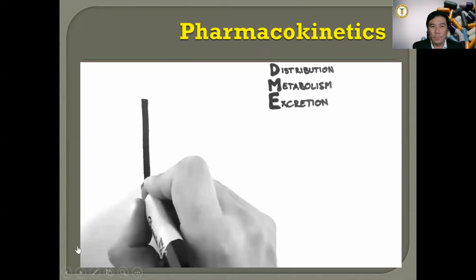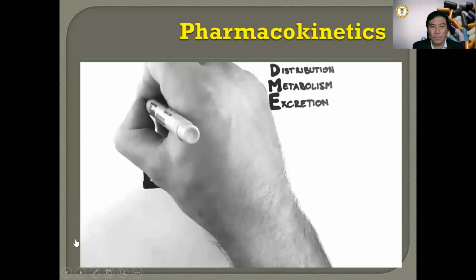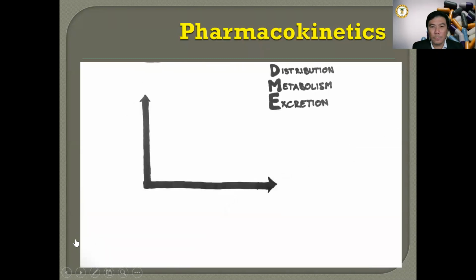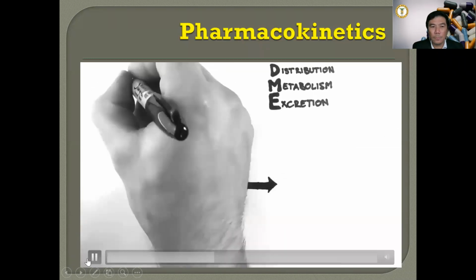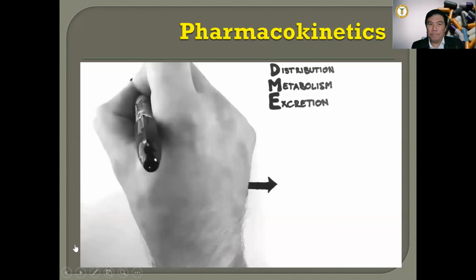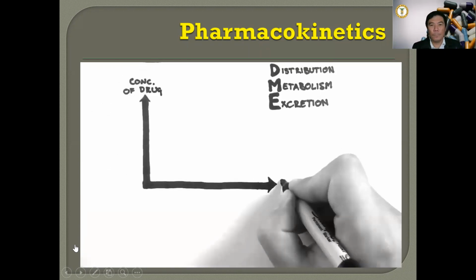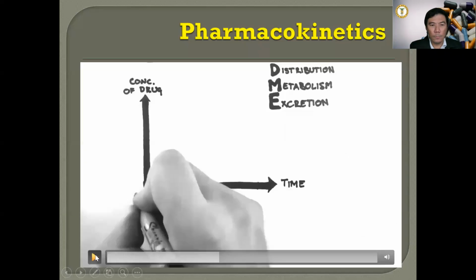So I'll begin by drawing a graph. And here on the y-axis, we have the concentration of drug within the body. And on the x-axis, we have time.